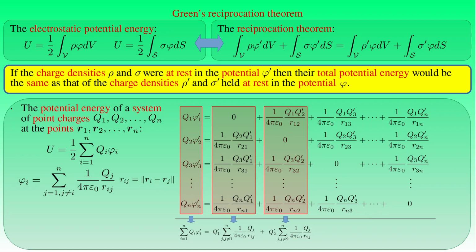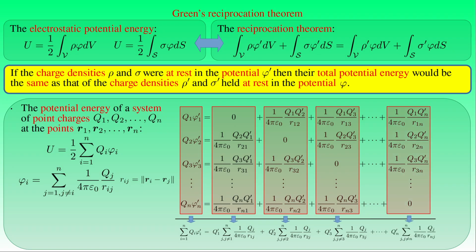Similarly, if we add the terms in the third column, we obtain Q'3 times the sum of 1 over 4 pi times epsilon naught, times Qj over R sub 3j from j equals 1 to n excluding 3. We can continue this procedure up to the last column, where the sum is equal to Q'n times the sum of 1 over 4 pi times epsilon naught, times Qj over R sub nj from j equals 1 to n excluding n. Now we can add all the sums obtained in the right-hand side, which gives the sum of Q'i times phi i from i equals 1 to n.